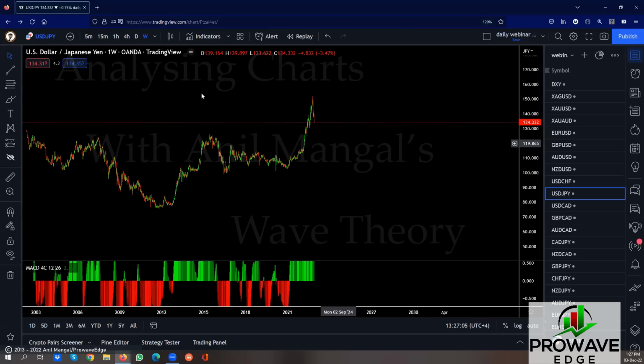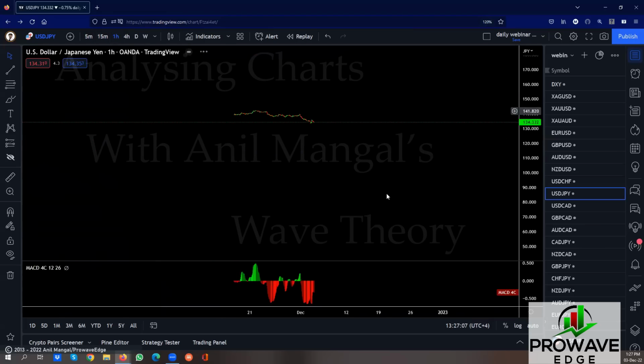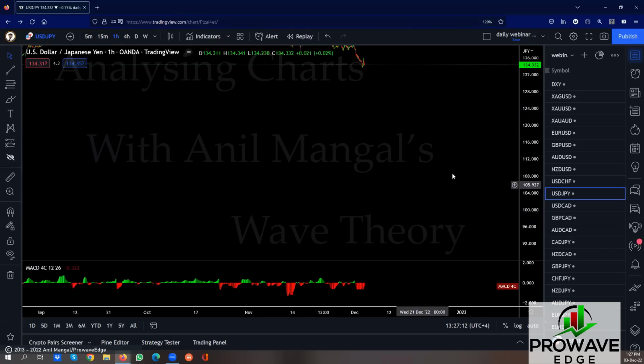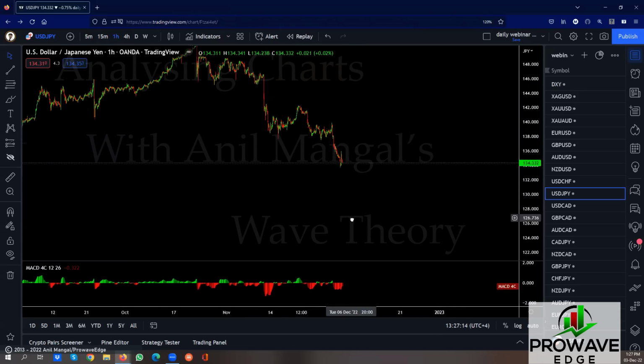Let's go see what we have here. So on the 1 hour, we have some divergence here. I think that's pretty clear. See that divergence there? What that is telling us is that a correction is due.